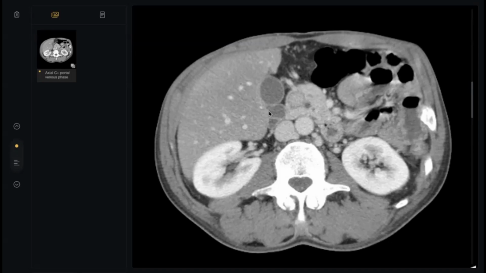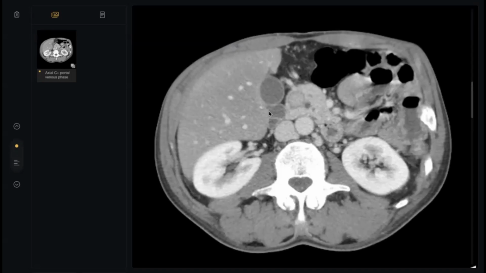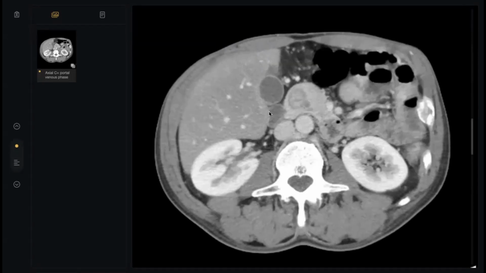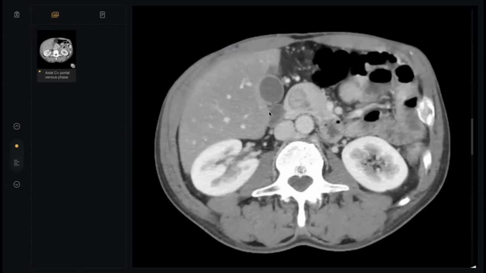I would like to see the rest of the images. In the visualized images, the rest of the structures are normal. Pancreas shows normal echotexture, no pancreatic duct dilatation, no retrograde CBD dilatation. Gallbladder is normal, and the rest of the structures are normal. In conclusion, it's a case of annular pancreas, which is encircling the second part of the duodenum.